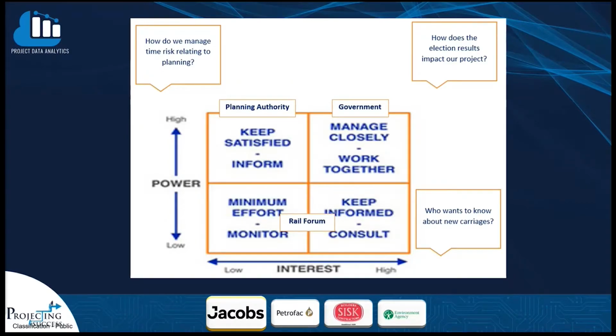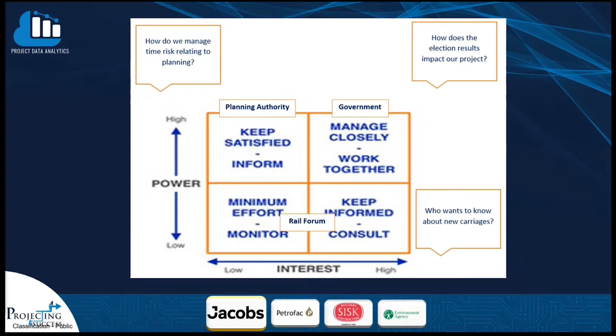A lot of conversations play out like this. How does the election results impact our project? Well, from a 2D stakeholder matrix, we'll just have to wait and see what happens. How do we manage time risk relating to planning? I suppose we could ask them how long it will take.